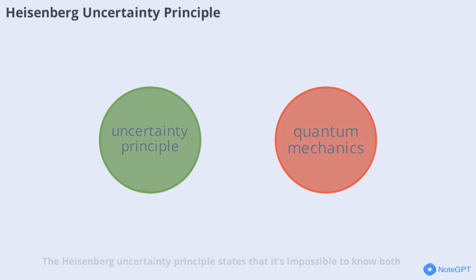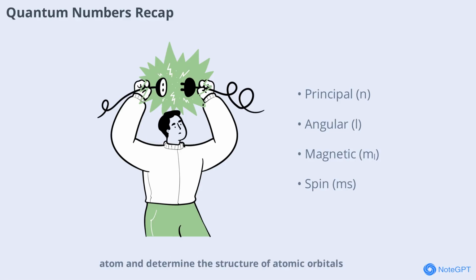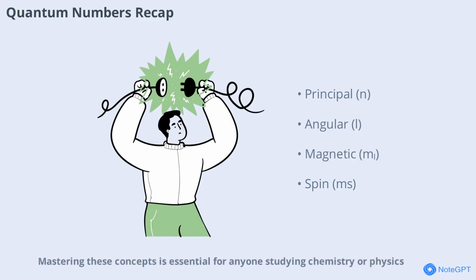The Heisenberg uncertainty principle states that it's impossible to know both the exact position and momentum of an electron at the same time. This principle is fundamental to quantum mechanics and explains why we talk about probabilities and clouds when describing atomic orbitals. Let's quickly recap the 4 quantum numbers: principal n, angular momentum l, magnetic ml, and spin ms. Together, these numbers uniquely identify each electron in an atom and determine the structure of atomic orbitals. Mastering these concepts is essential for anyone studying chemistry or physics.